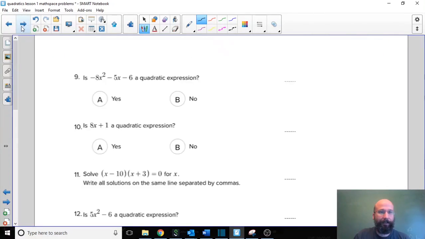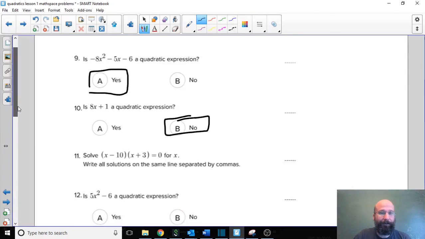Good stuff. On to number 9. So is this a quadratic expression? Remember, a quadratic is where the highest exponent is 2. What's the highest exponent? 2. So, yes. Is this a quadratic expression? What's the highest exponent? 1, right? The imaginary 1. That's linear, so this is no.